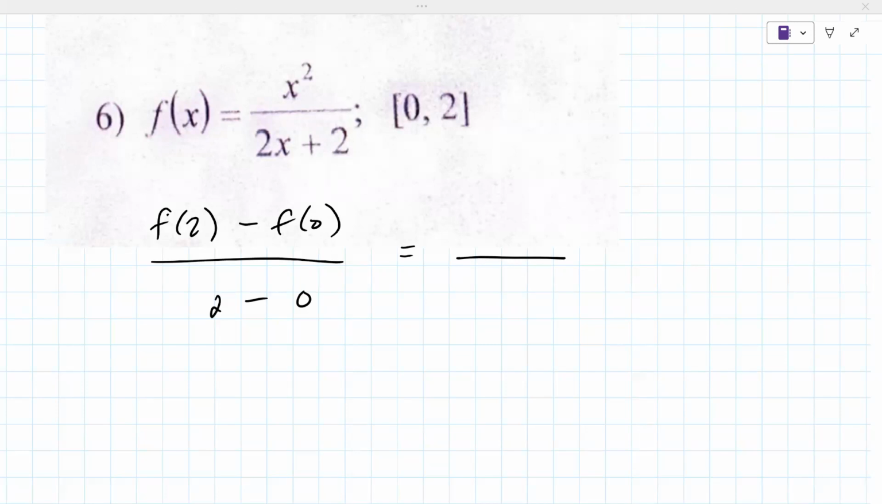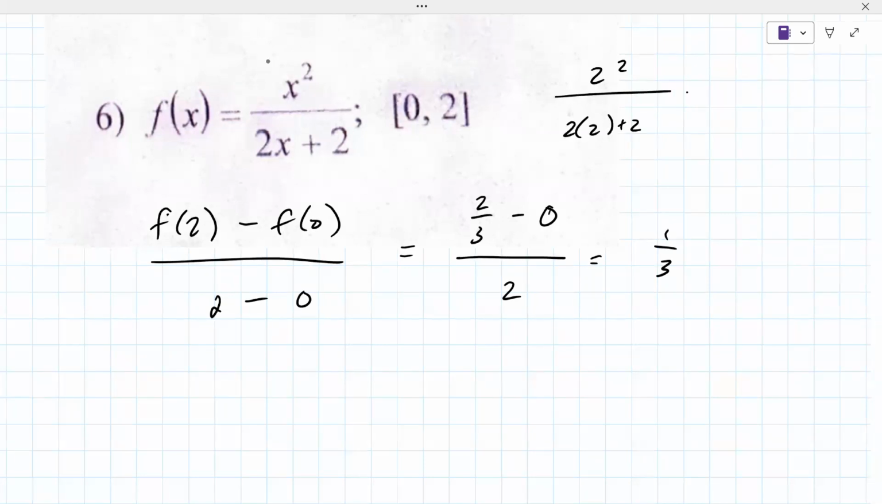X squared over 2x plus 2. Okay, so we got 2/3 minus 0 over 2. So this ends up being 1/3. Wait, how did you get 2/3? I used a calculator and it worked out. Let's check it out here. So 2 squared over 2 times 2 plus 2.